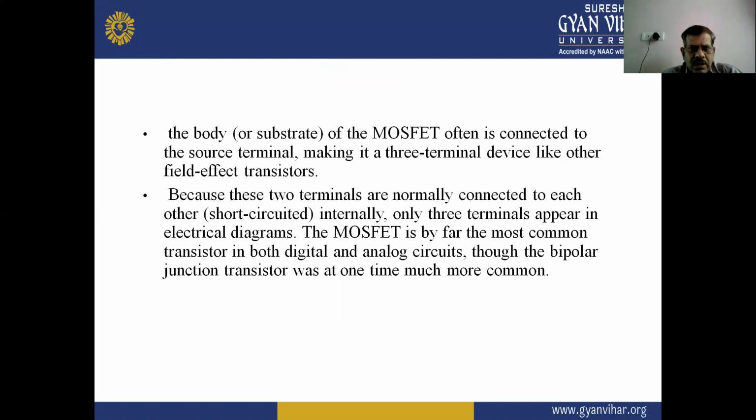The body or substrate of the MOSFET often is connected to the source terminal, making it a three-terminal device like other field effect transistors. Because these two terminals are normally connected to each other or the source circuit internally, only three terminals appear in electrical diagrams. The MOSFET is by far the most common transistor in both digital and analog circuits, though the bipolar junction transistor was at one time much more common.